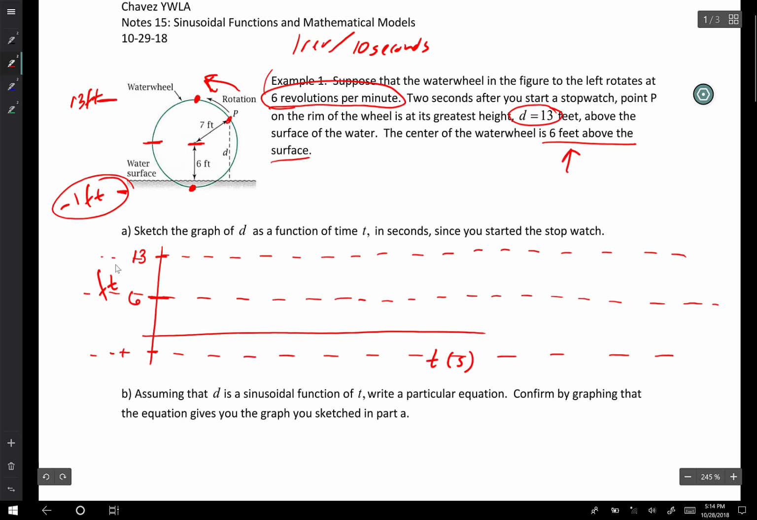I think we're ready. All right, so the first point that you're going to plot: they tell us that 2 seconds after you start your stopwatch, point P on the rim of the wheel is at its greatest height. So I'm going to say that 2 seconds is right here, guys, and I'm going to put a point. Now remember, you're doing 1 revolution every 10 seconds. So I'm going to go to 12, which is right here, and I'm going to put another point.